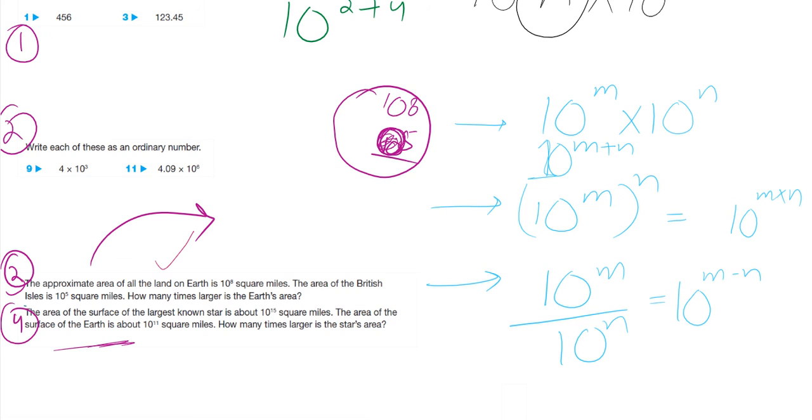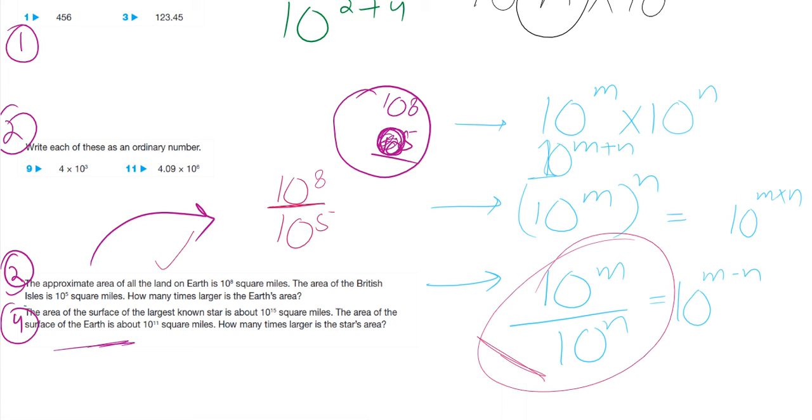Okay, so how much greater is the Earth than the British Isles? We need to use this by writing 10 raised to power 8 over 10 raised to power 5, because we need to find out the larger part. So Earth's area is 10 raised to the power 3 times larger than the British Isles, or you may write it in ordinary form like this, 1000. Okay, the fourth is your homework, you can do it.